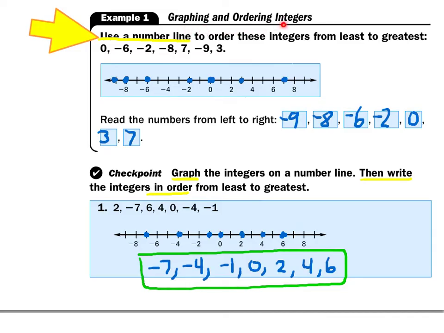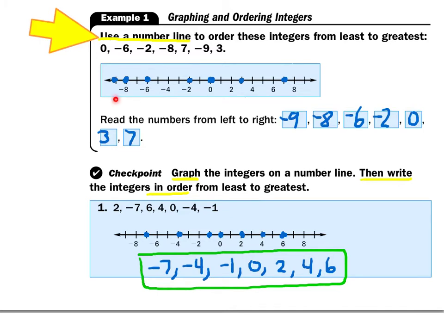Okay, graphing and ordering integers. Now they want us to use a number line to order these integers. I realize that many of you can do it without the number line. The only reason I'm going to go over the number line is just to talk a little bit about graphing with you today, okay? So look at 0. If I want to graph 0, I want you to notice I have to do a solid closed dot at 0. If I want to graph -6, I find -6 and I do a solid closed dot at -6. If I want to graph -2, I do a solid closed dot at -2, and so on.